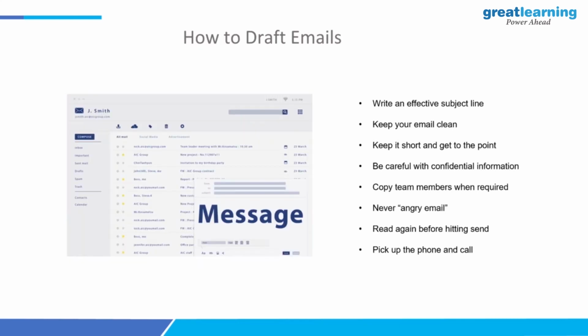Now we'll get down to the essentials of how to draft emails. The key to a good email is an effective subject line. So start by writing an effective subject line that is precise and conveys the entire message of your email. Keep your email clean. Keep it short and get to the point. If you're trying to explain something, put it in simple language, and if it is possible, jot it down into bullet points. Be very careful with confidential information and who you're sharing that information with.